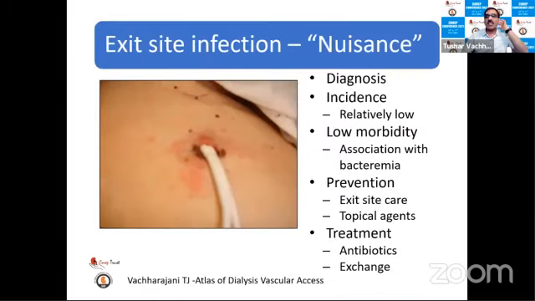I've got about 2.5 minutes to go, so I'll go over some of the common clinical problems that we see in the dialysis unit.